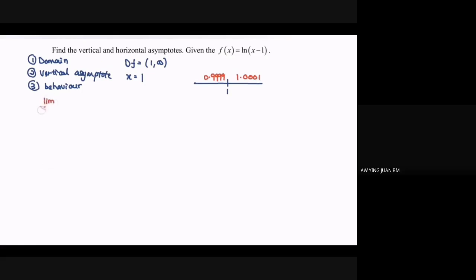Limit when x approaching 1 from the left. Limit when x approaching 1 from the right. I resubstitute the function. So we have ln(x minus 1) for the left, ln(x minus 1) for the right.